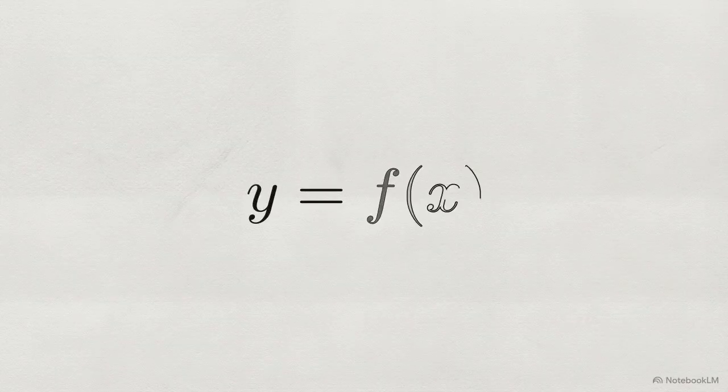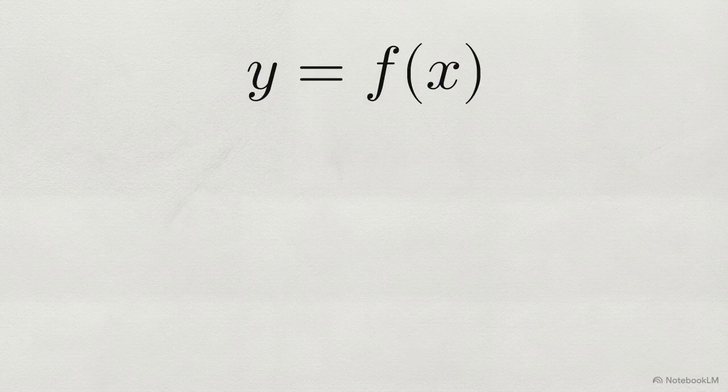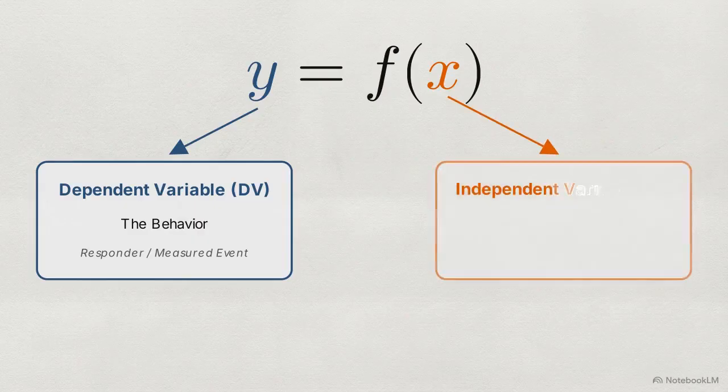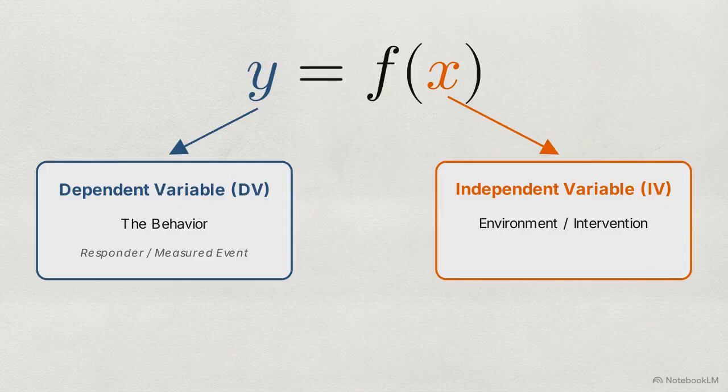We can visualize this experimental approach through a core mathematical concept, the equation y equals f of x. In this model, the letter y represents the dependent variable, or DV. This is the specific, measurable behavior we are observing to see if it changes. The letter x represents the independent variable, or IV. This is the environmental condition or specific clinical intervention that the researcher systematically manipulates.